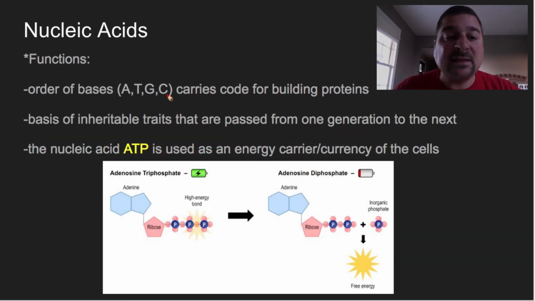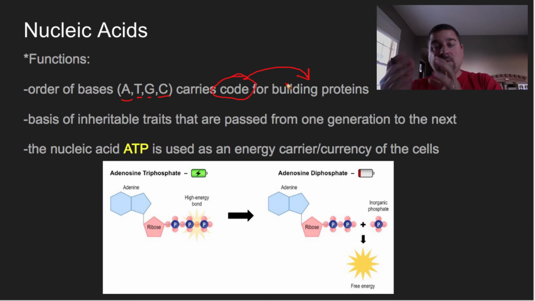Why are these bases important? The A, T, G, and C is basically our genetic code. The order of those bases in our DNA codes for the order of the amino acids that is used, like I said, out at the ribosome to build our proteins. That's how our genetic code translates into who we are. These nucleic acids are the basis for passing information from one generation to the next.